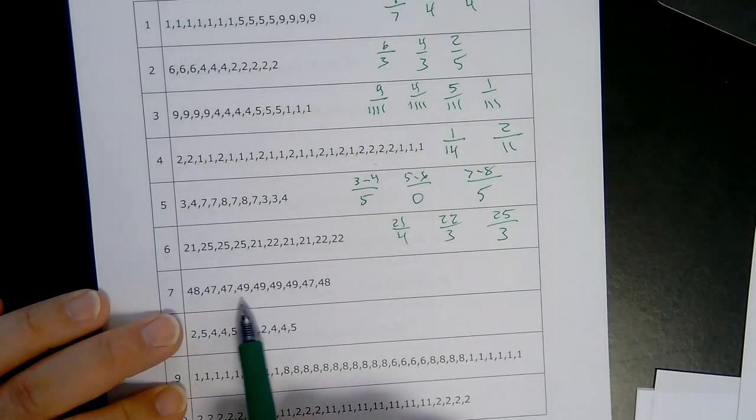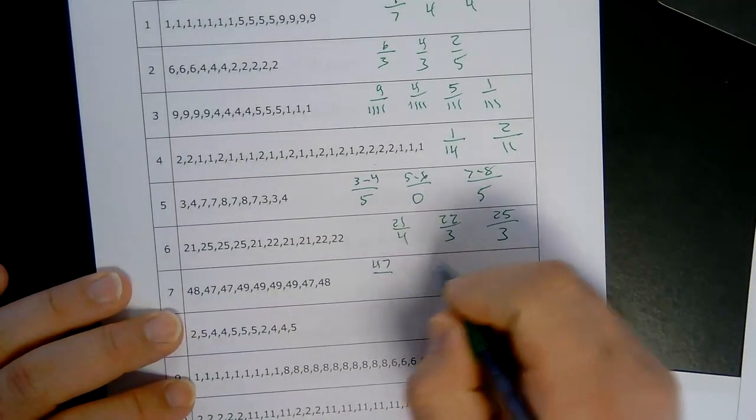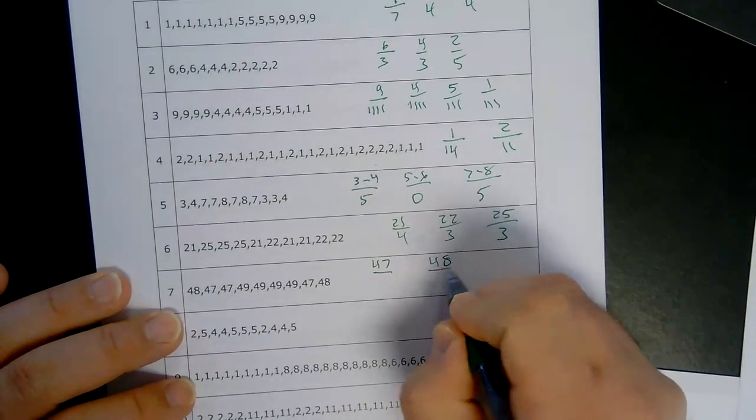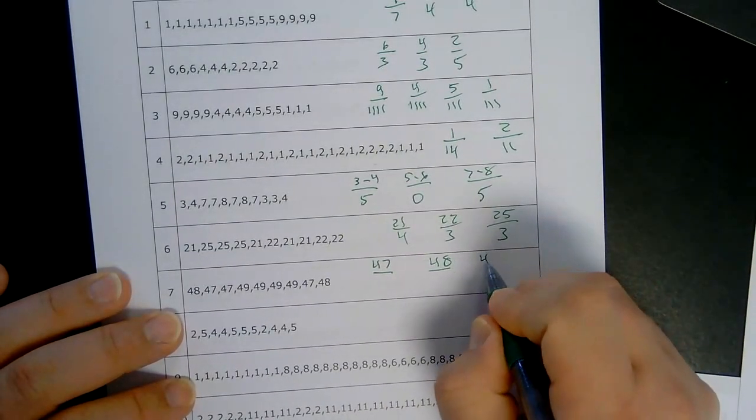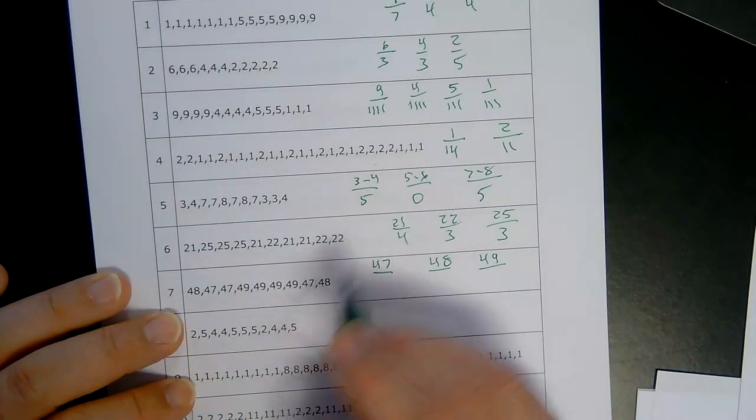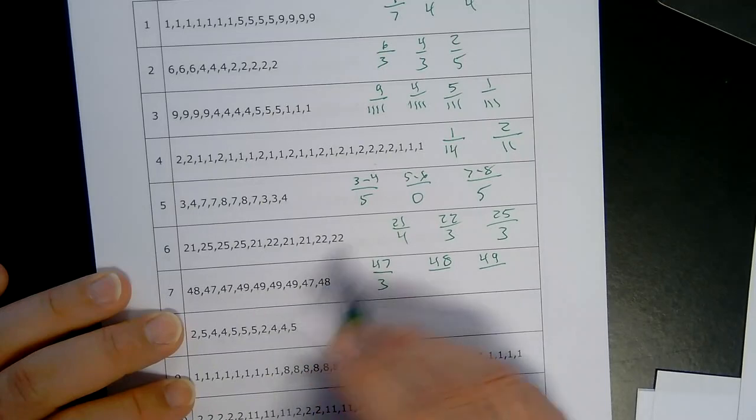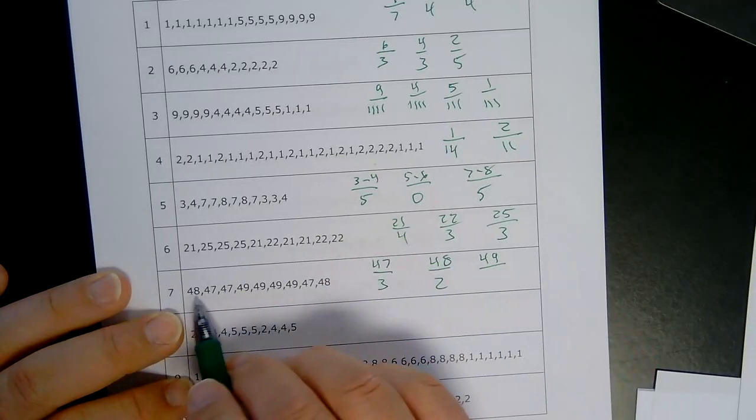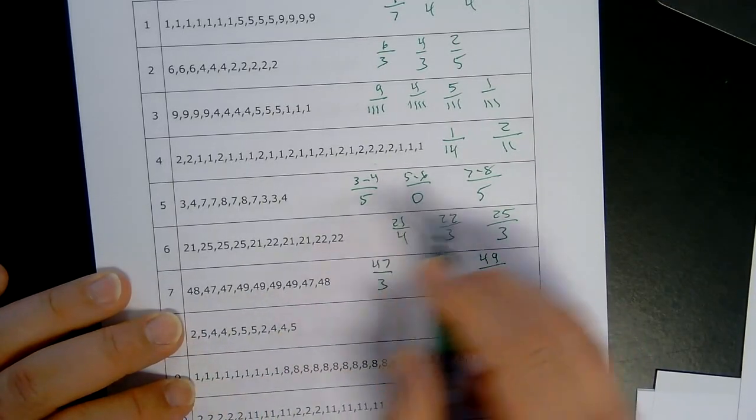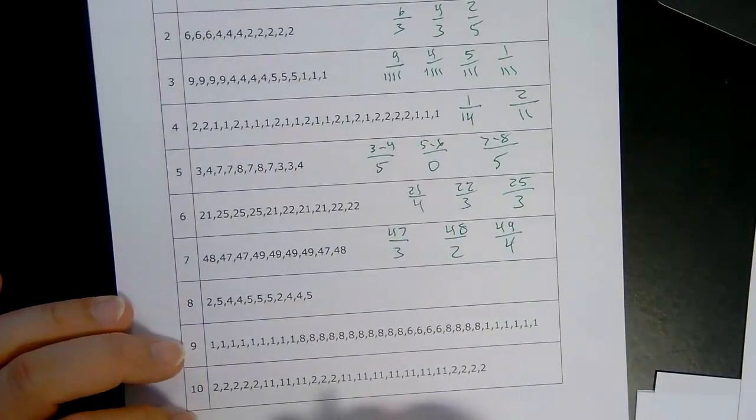Here you go, 48, 47, 49. So we'll just start with 47. How many 47s do we have? How many 48s do we have? And how many 49s do we have? So 47s, there's 1, 2, 3. How many 48s? 1, 2. And 49s, there's 1, 2, 3, 4 of them. Okay, so hopefully you find that pretty easy to do.